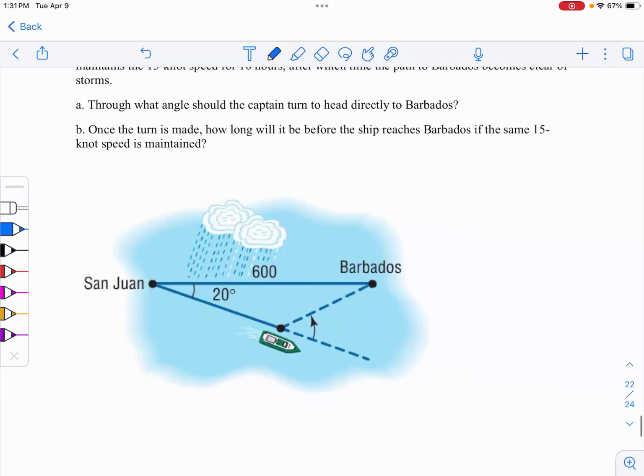So this is what I was talking about with knots. I know it seems confusing, but a knot is simply nautical miles per hour. So speed, the rate, equals 15, basically miles per hour. And if you do that for time equals 10 hours, what's the calculation for the distance? Yeah, it's D equals RT. It's just 15 times 10.